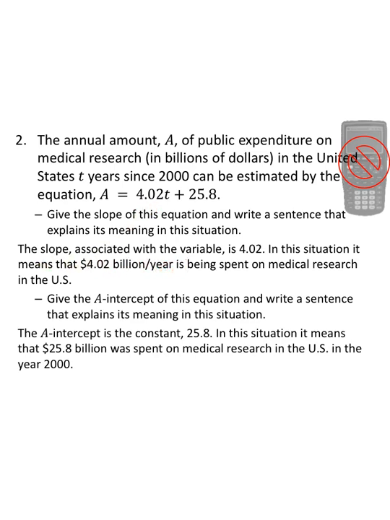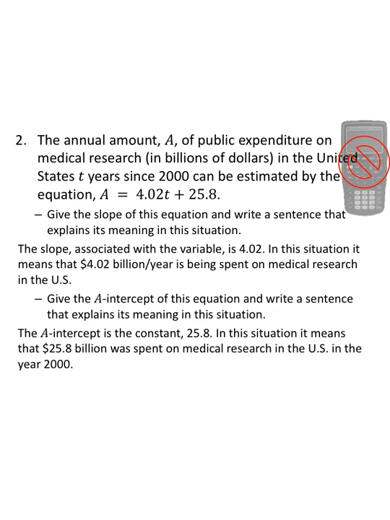In this situation, what is our A value? Billions of dollars of medical research. What is our input value? T years. So it means that approximately $4.02 billion per year is being spent on medical research in the U.S. for the time period this equation works for. Give the A-intercept of this equation and write a sentence that explains its meaning.